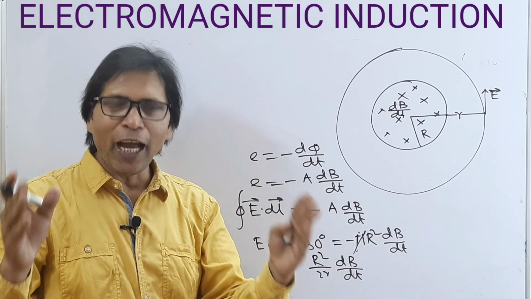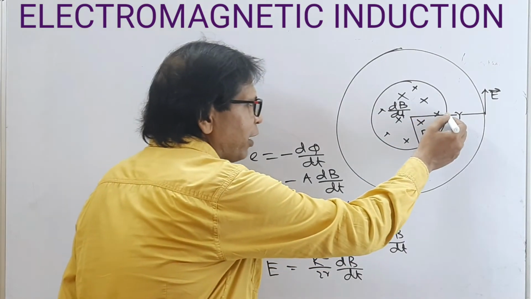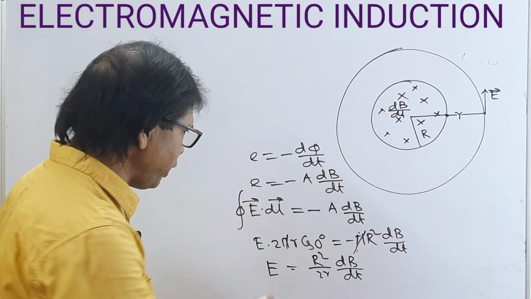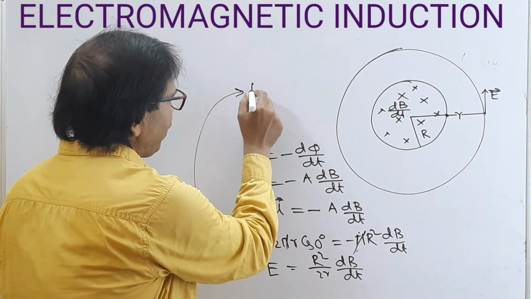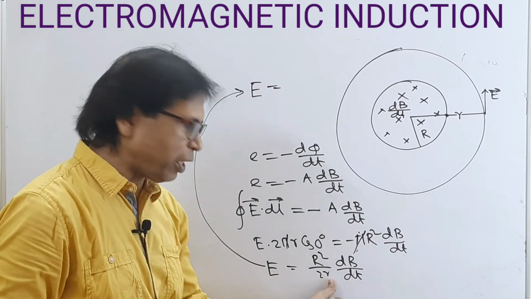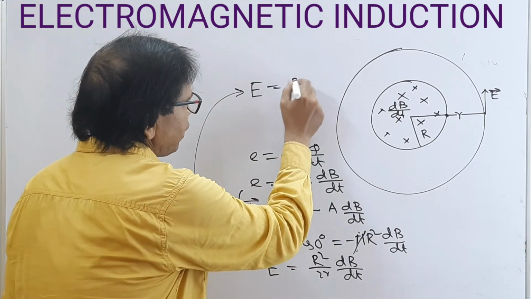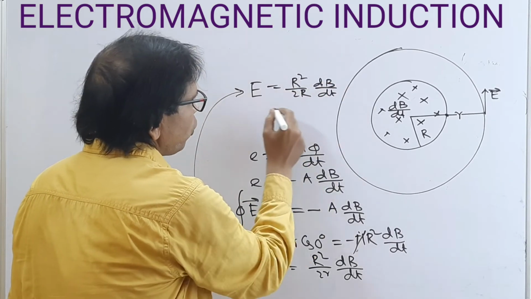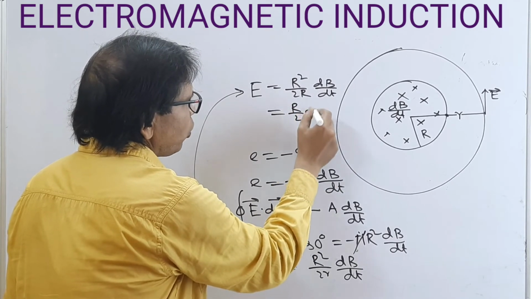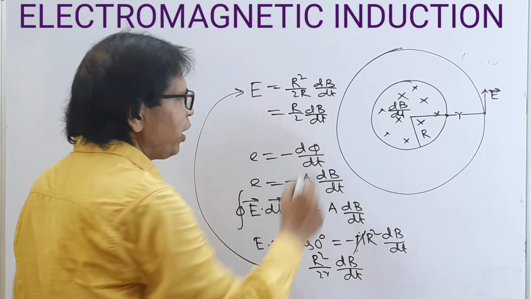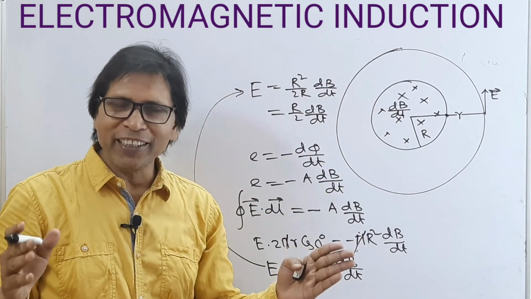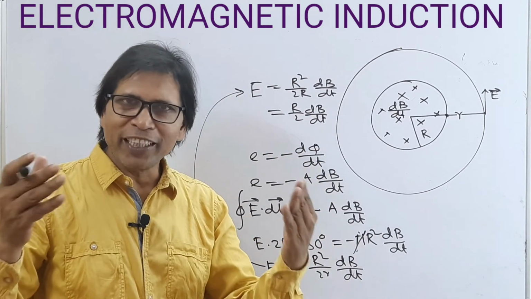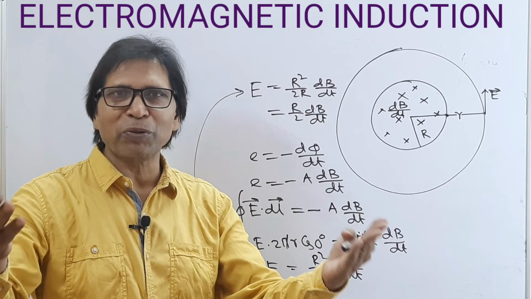Okay, now we have to calculate the electric field on the surface of the circular region. So on the surface of the circular region, look at this, the small r becomes capital R. So this is R square by 2R, and this is the dB by dt. Okay, so this is R by 2 into dB by dt. So here the changing magnetic field produces an electric field of magnitude R by 2 into the rate of change of magnetic field with respect to time.